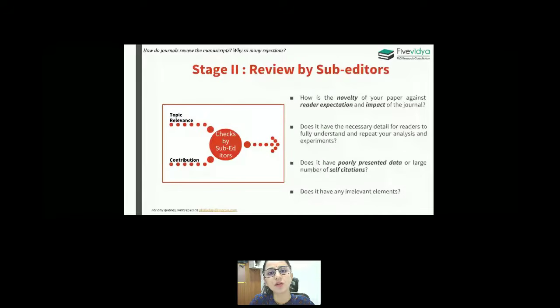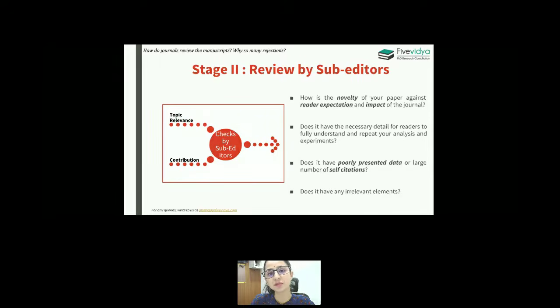Next is the stage of review by sub-editors. That is your stage 2 screening. The sub-editors check your manuscript to see whether the topic you are using is relevant or not, whether it is meeting the expectation of the reader, and whether the topic is novel or somewhat old. So you should be careful while choosing your topic, so that it meets the expectation of the reader and creates their interest. Then only they will read your submission further.